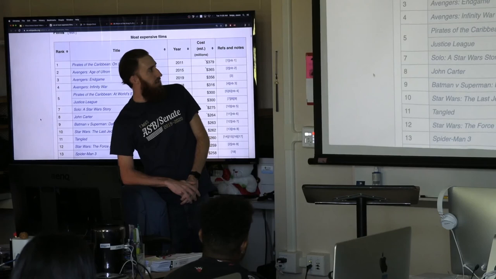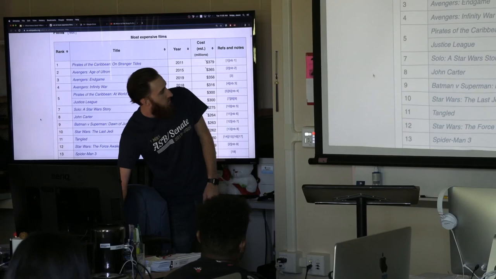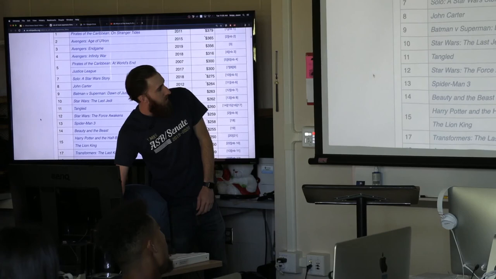They're all really cool. They have a lot of really cool stuff. You have to go down to Tangled before you get a nominee for Best Picture of the Year, and even then it was Best Animated. You actually have to scroll down even further. So it's not Star Wars Force Awakens, not Spider-Man 3, not Beauty and the Beast, not Harry Potter, not The Lion King, that's the new one, not Transformers.